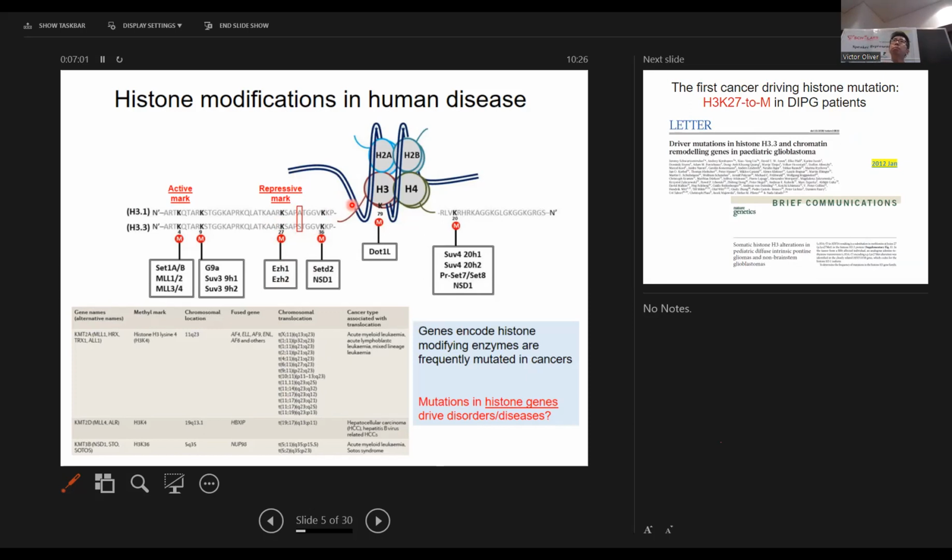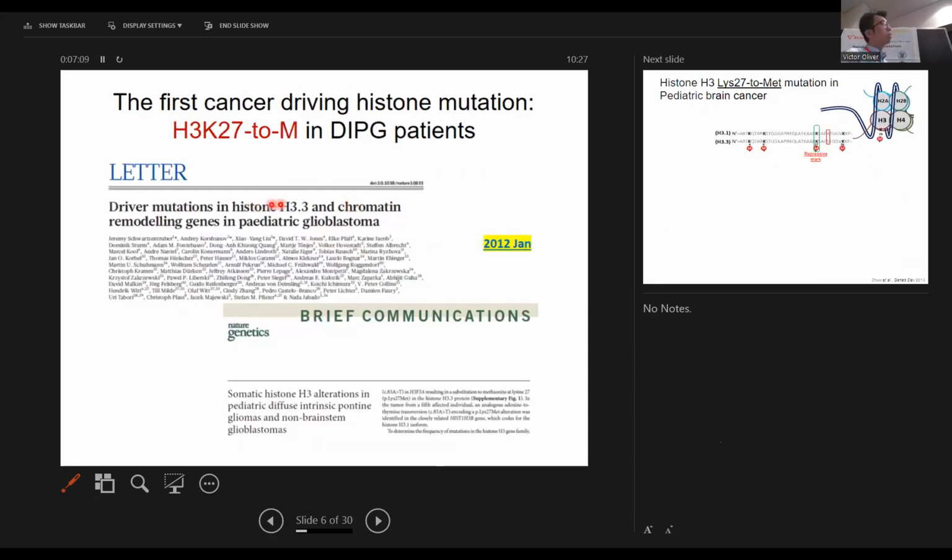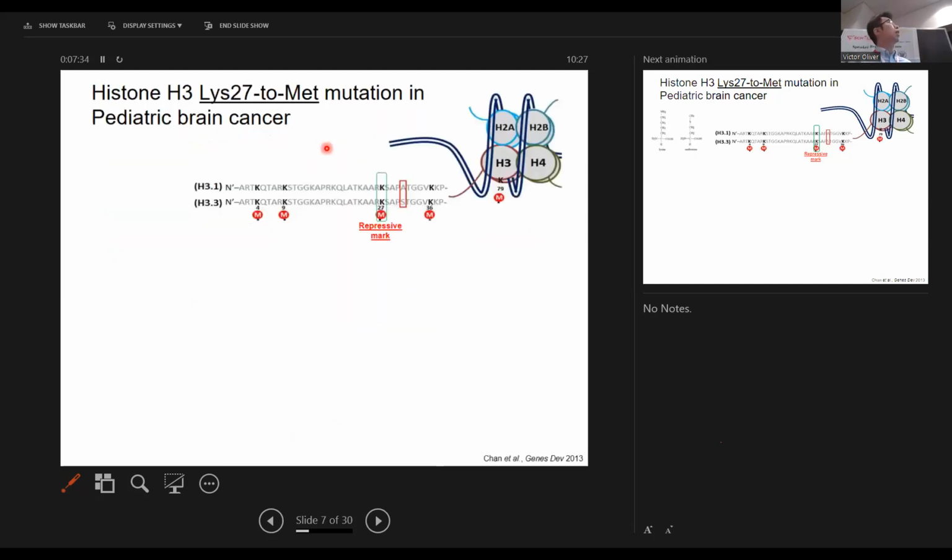What if the histone genes are also mutated and targeted in different cancers? The answer is yes. Back in early 2012, two very high-profile papers were published. They were the first to report a cancer-driving histone mutation, the histone H3 lysine 27 to methionine substitution mutation found in pediatric brain cancer patients. So what is this mutation? This is a lysine 27, K27, to methionine mutation found in pediatric brain cancer.